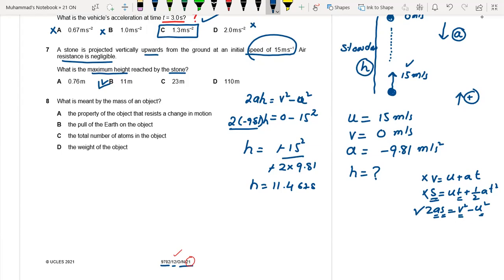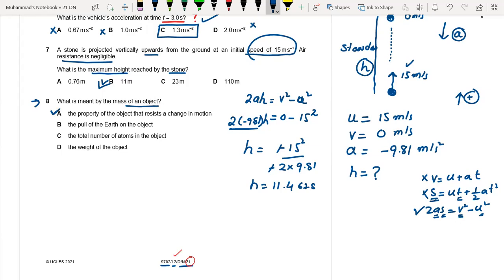Question 8 is, what is meant by mass of an object? Okay, so this belongs with the definition of the mass of an object, and you know that the mass is the property of an object that resists a change in motion. So A is the correct option.